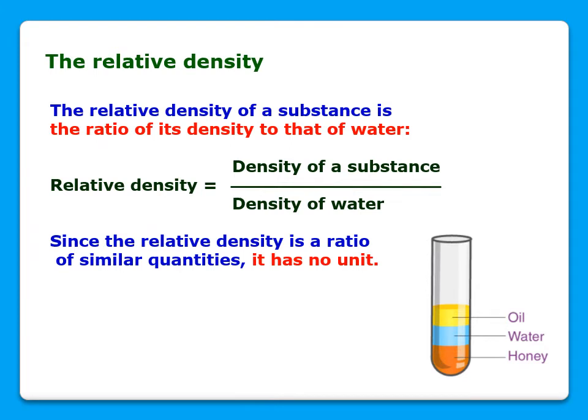Now, what is the relative density? Relative density of a substance is the ratio of its density to that of water. The formula to find the relative density is density of a substance upon density of water. You just have to divide the density of any substance by the density of water and you will get the value of relative density. See, relative density has no unit. Why? Because it is a ratio of similar quantities. That is why it has no unit.